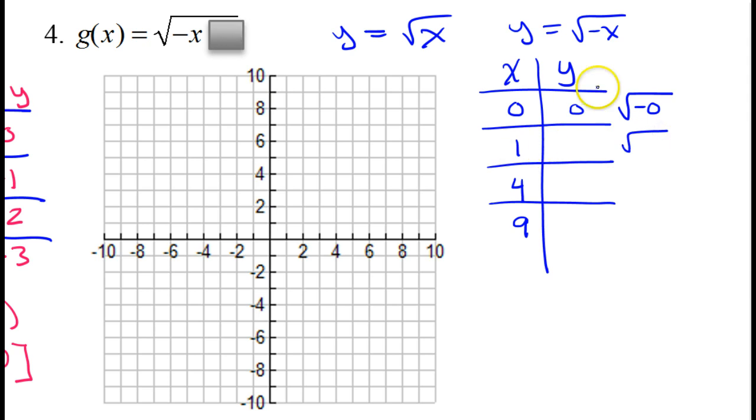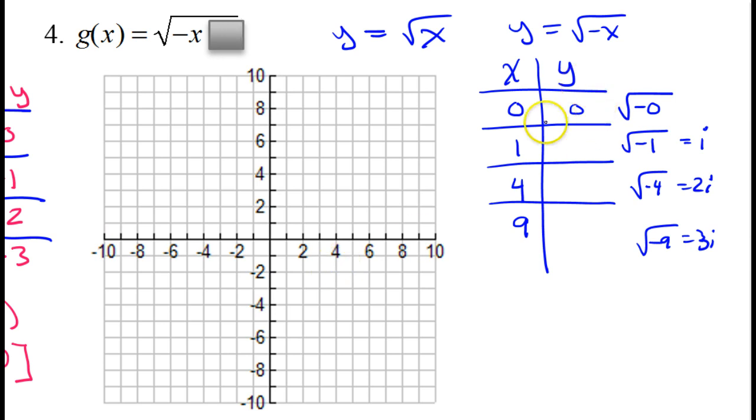If I substitute 1 into this equation, that's the square root of -1. Well, that's imaginary. That's going to be i. And that can't be graphed on this plane. It's imaginary. And similarly, if we put in 4 right here, that'd be the square root of -4, and again, that's going to be imaginary. That's going to be 2i. And if I put in 9, that'd be the square root of -9. That would be 3i. All of these are imaginary. Alright, we can't graph this on a regular coordinate plane.